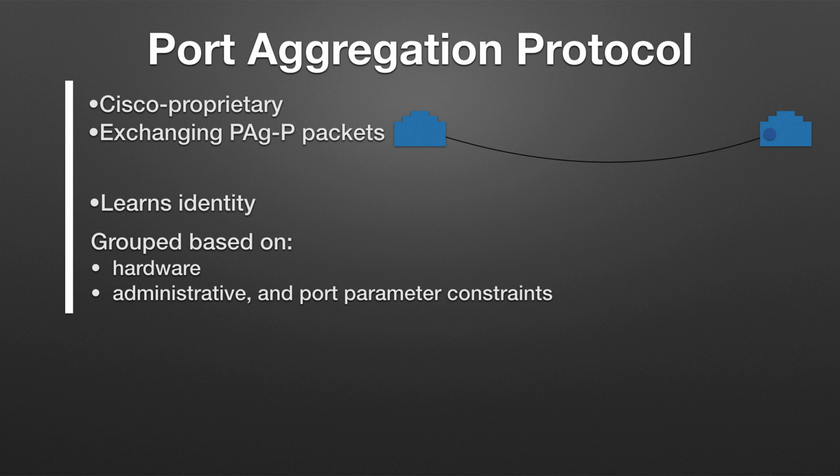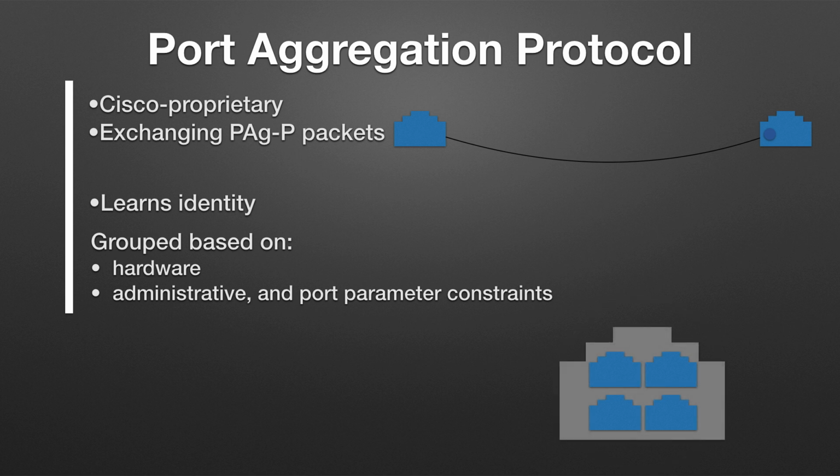Similarly configured ports are grouped based on hardware, administrative, and port parameter constraints. For example, PAgP groups the ports with the same speed, duplex mode, native VLAN, VLAN range, and trunking status and type. After grouping the links into an EtherChannel, PAgP adds the group to the spanning tree as a single device port.